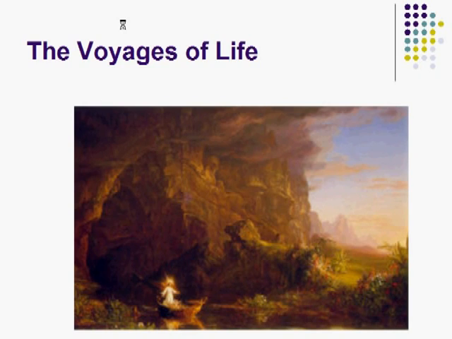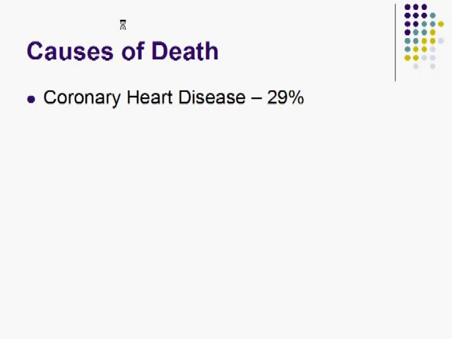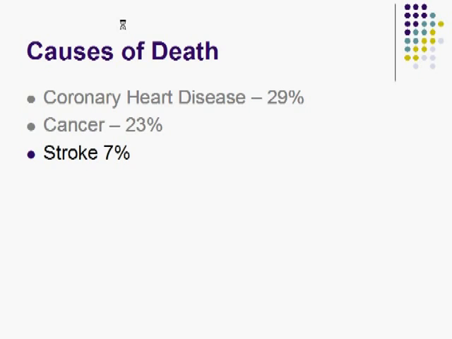Well, what do people die of in America? Still, heart disease is number one. Almost 30% of people die of heart disease. Cancer follows a close second at 23%. 7% die of stroke. 5% die of chronic lung disease. Trauma is 4%. Diabetes, 3%.